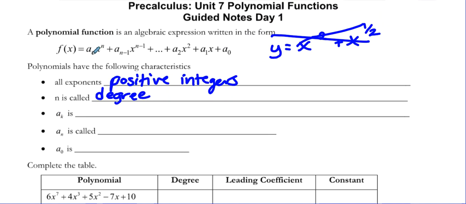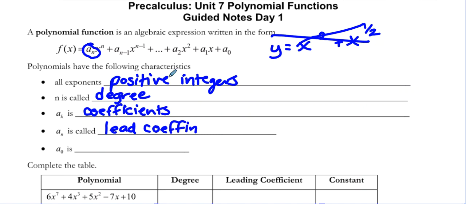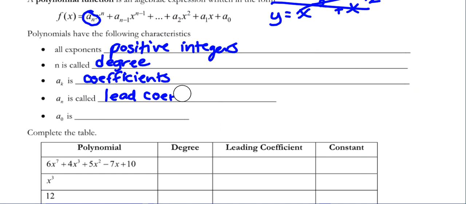A sub k, so all of the a's are in front of the x's. Remember that those are called the coefficients. Alright, but a sub n, that is the one that's right here, that's in front of the x with the largest exponent. So that one has a special name. It's called the lead coefficient, because when you write the function in standard form, it would be first. Actually, I think more often we'd call it leading coefficient, so let me get that in there. Leading coefficient.